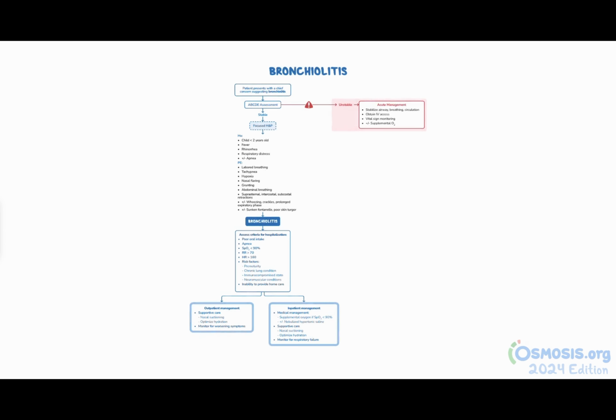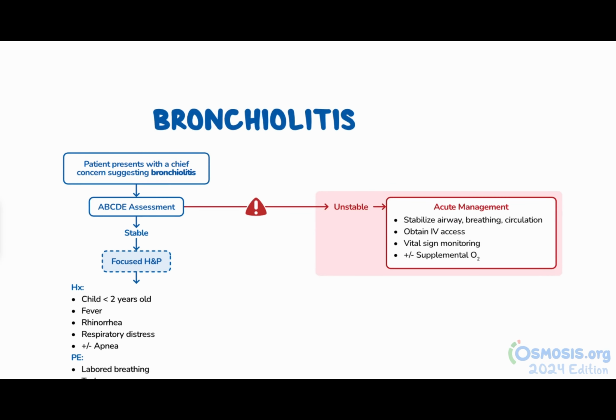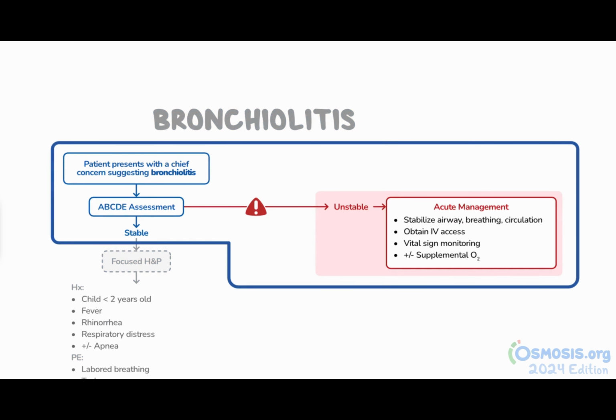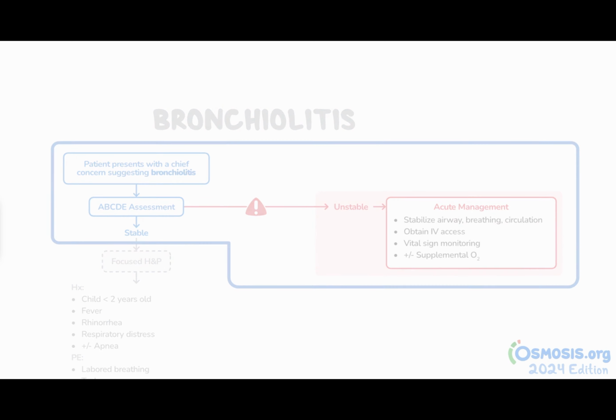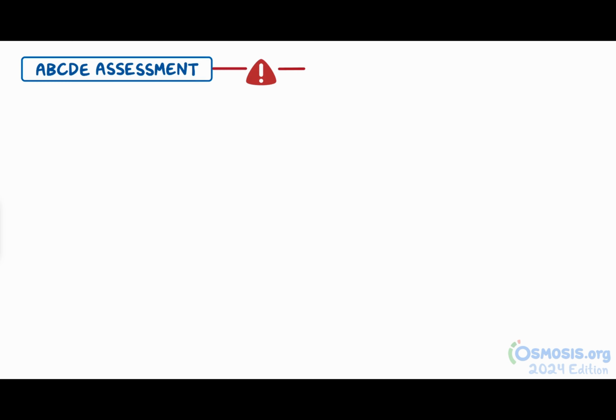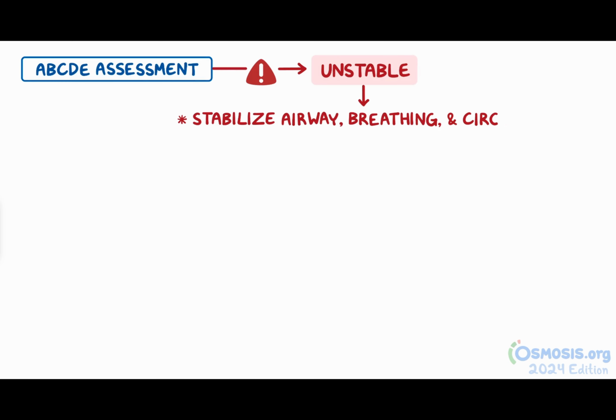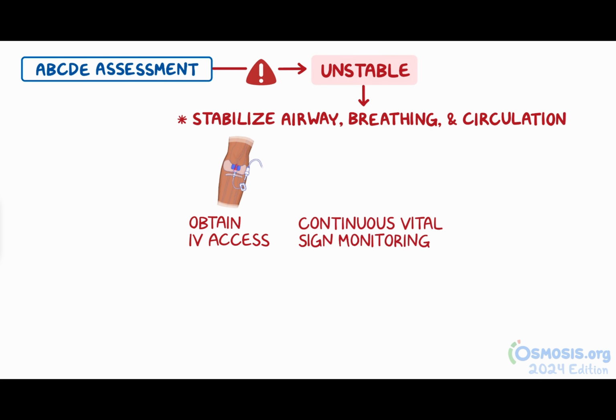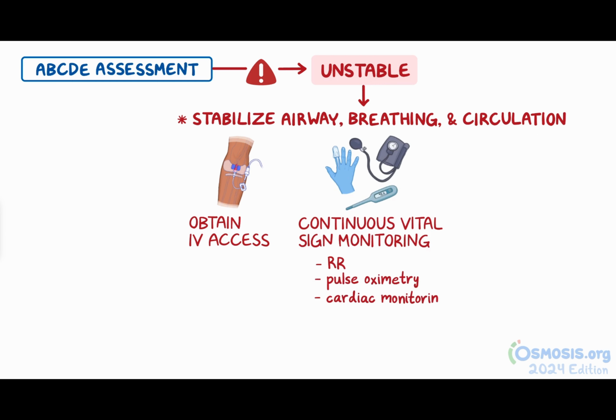If your patient presents with a chief concern suggesting bronchiolitis, first perform an ABCDE assessment to determine if your patient is unstable or stable. If unstable, stabilize their airway, breathing, and circulation. Additionally, obtain IV access and put your patient on continuous vital sign monitoring, including respiratory rate, pulse oximetry, and cardiac monitoring. Finally, if needed, don't forget to provide supplemental oxygen.